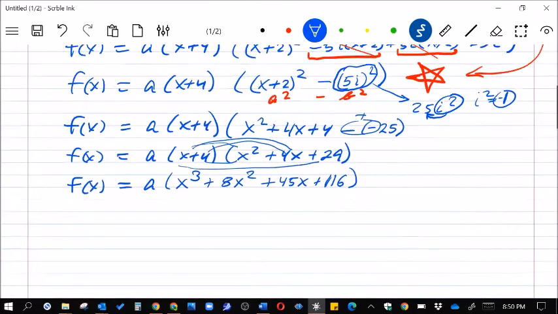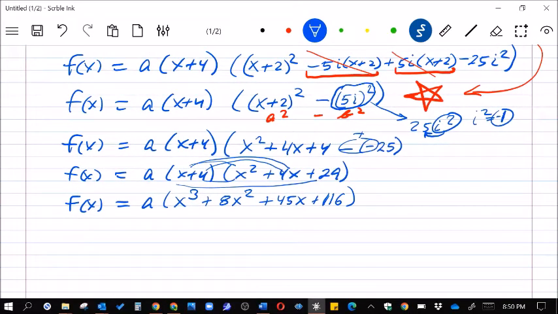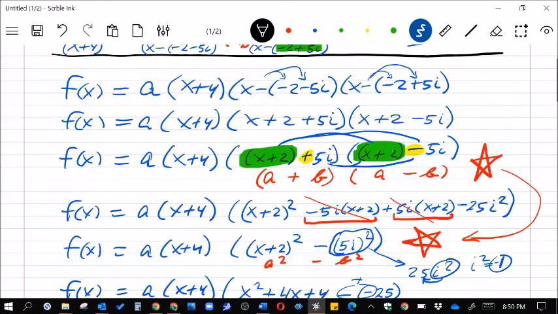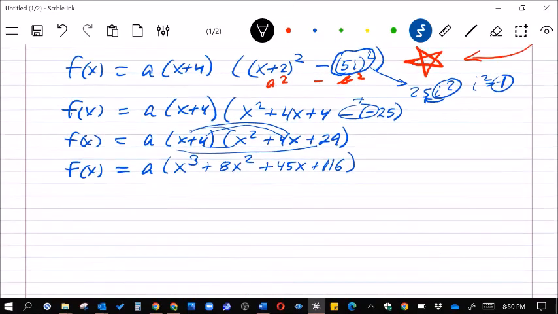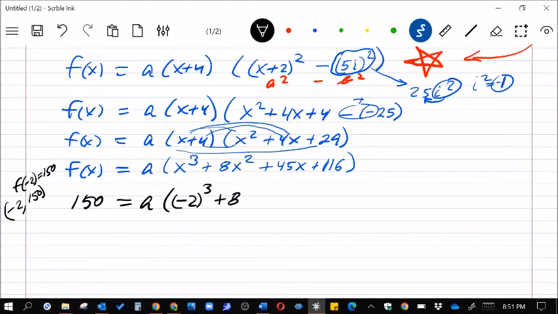So now that we're at this point, we have multiplied it in and out as much as we can. We have a as a missing variable, and this is where we use that other part. You go back up here, and now we're going to use that at -2, the result is 150. So since f(-2) is 150, meaning that if we graphed it at -2, we would have a point at y is 150. So that means the result is 150 when we put -2 in for the x.